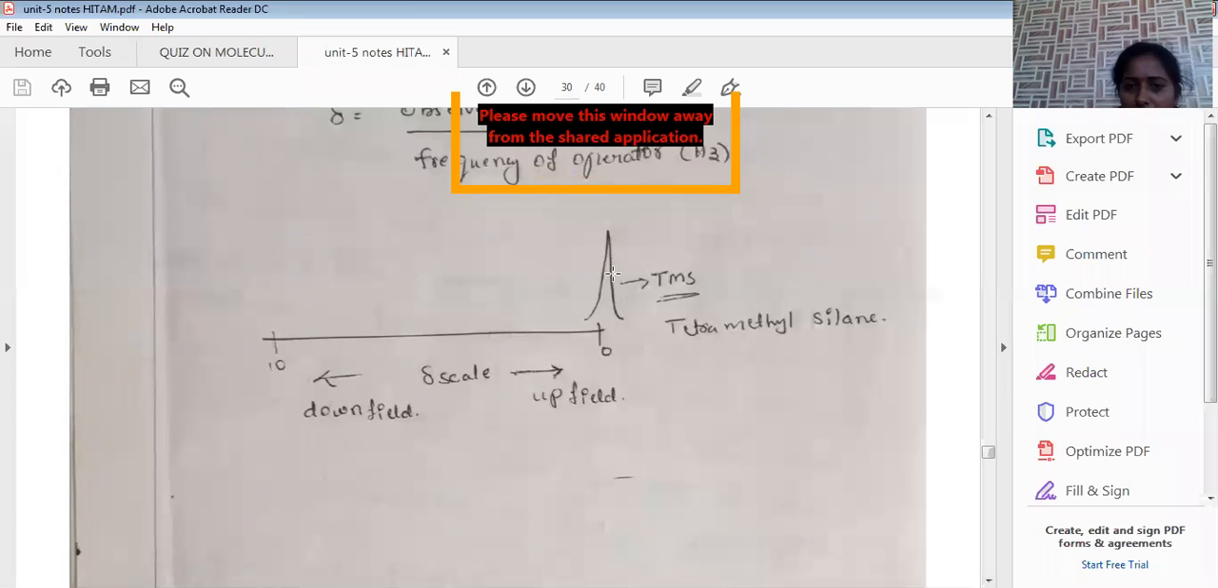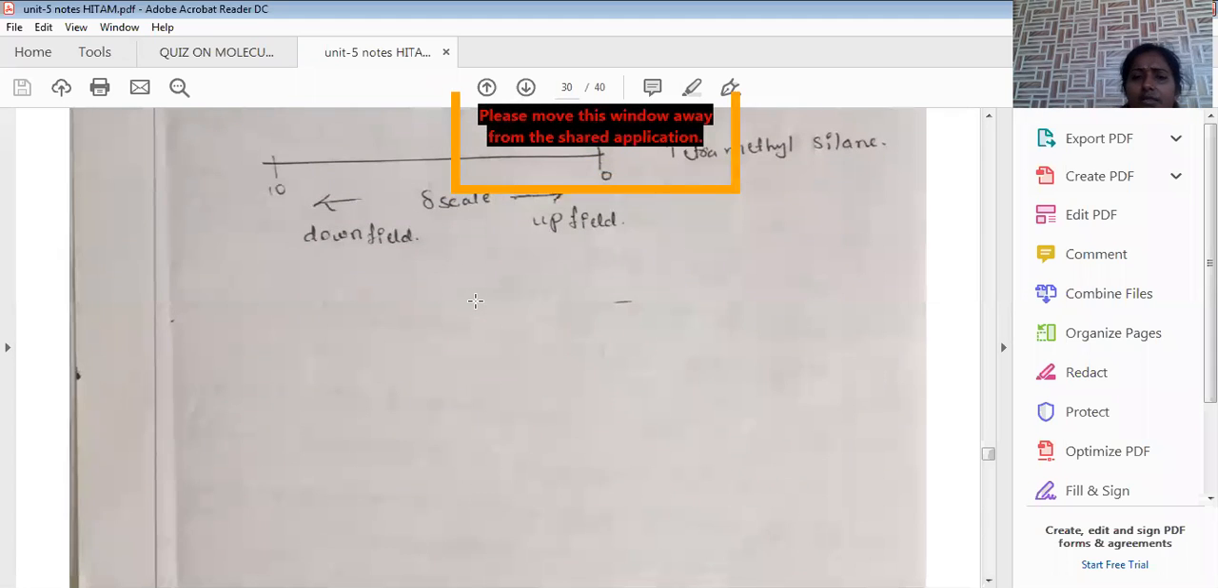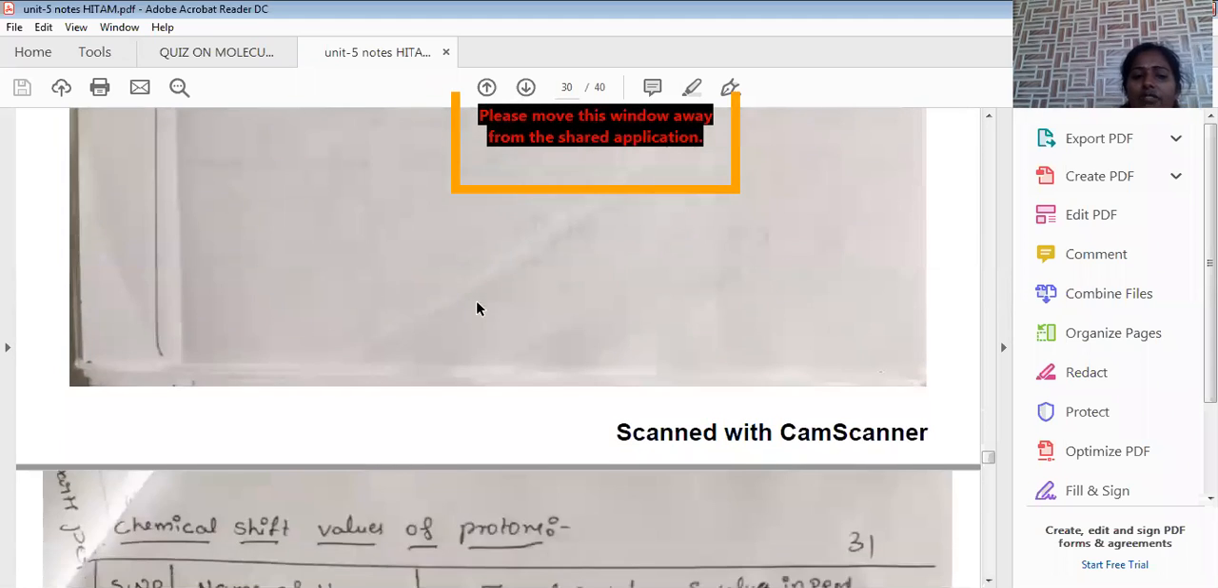Here at 0, we have one peak. This peak stands for TMS. TMS is nothing but tetramethylsilane. Tetramethylsilane is the reference compound whose delta value is taken as 0. Always it is in upfield only, and with respect to TMS, the remaining compounds will give signals on this delta scale.